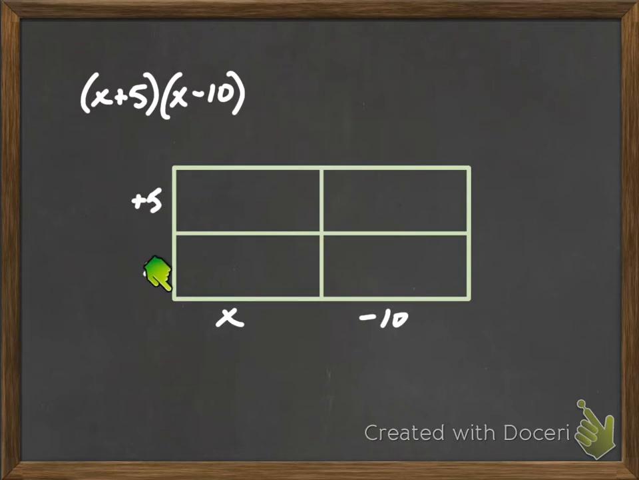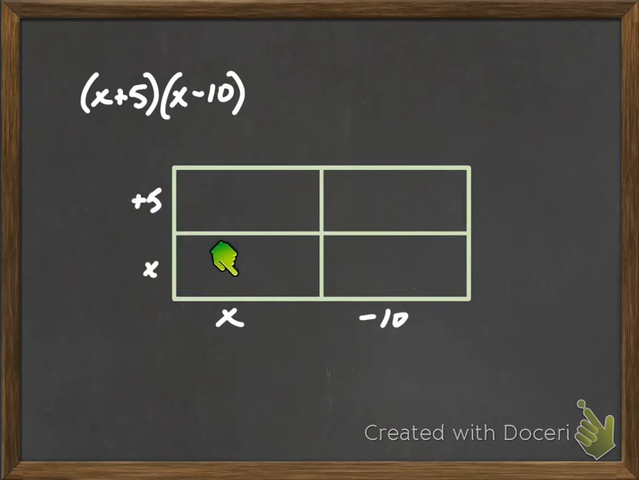So x is our x and plus 5. This length here is x plus 5. This length is x. This length is negative 10, which is kind of strange to think about length as a negative number. But this whole thing is x minus 10. This whole thing is x plus 5. And so if I multiply these two expressions together, I'm going to have the entire area.